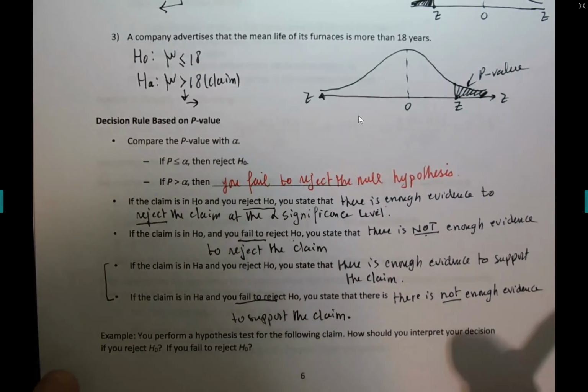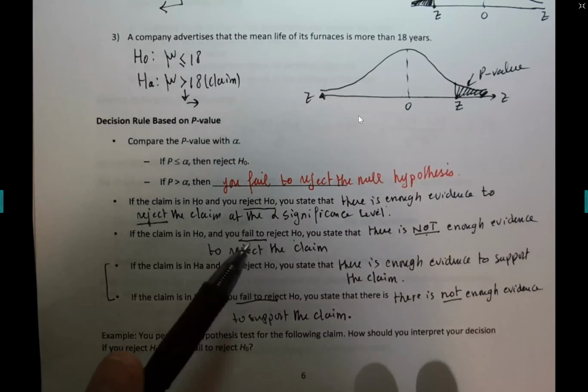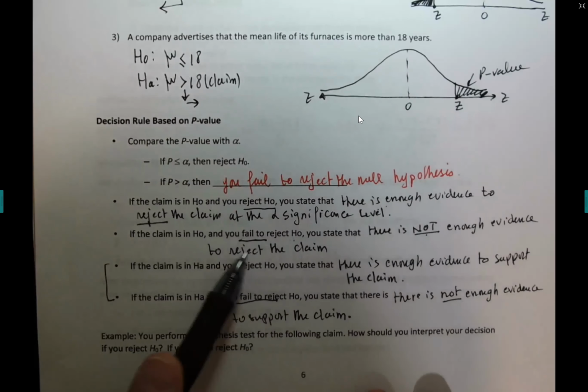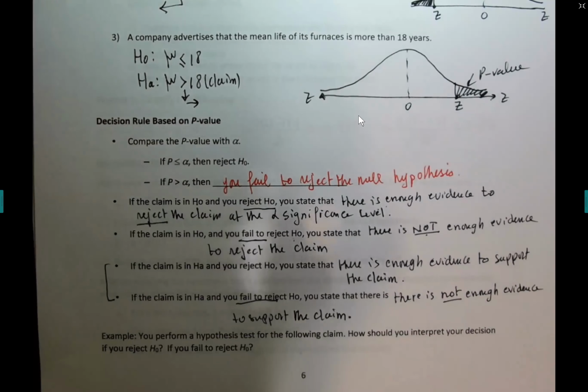Could you go over the keywords again? I'm sorry, you said if the claim is in the H0, you're either going to have to use the word reject or not reject. So if the claim, no, I mean, like you said, H0 would be in the statement. The keywords, yeah, in the statement.